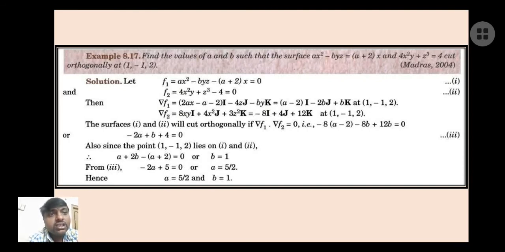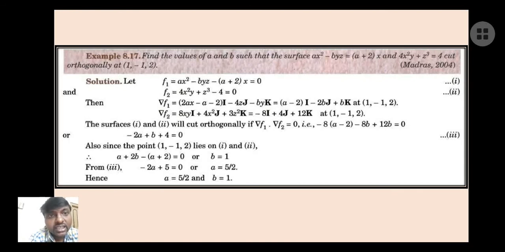See here, first one, I can take the function f1. f1 is equal to a scalar point function ax square minus byz minus a plus 2 into x equal to 0. The second surface f2 is 4x square y plus z cube minus 4. So I can take two surfaces. It is clearly mentioned that those two surfaces cut orthogonally at that point. That means the angle between the two surfaces is 90 degrees. The angle between two surfaces being 90 degrees is nothing but the angle between the two normal vectors being 90 degrees.